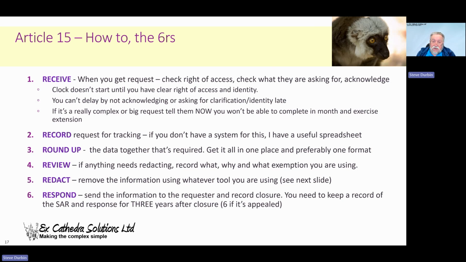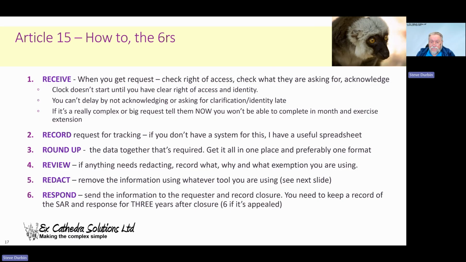Now, the recommendation is 3 years here. The reason for that is because that is the likely time for them to appeal to the ICO. If it is appealed, I recommend you keep it at 6 because that's the normal time of the Limitation Act after which claims can't be brought. Okay, so just bear in mind you need to keep the data you've given them, the redactions, why you did the redactions, all that sort of stuff.